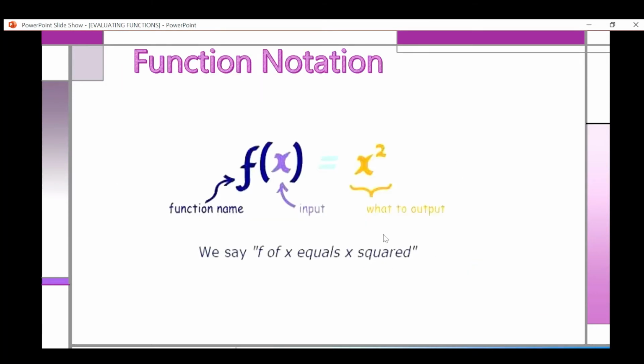So let's recall the function notation. Here we have f of x equals x squared. The function name is this one, x is the input, and the expression here is the output. So we read this as f of x equals x squared.